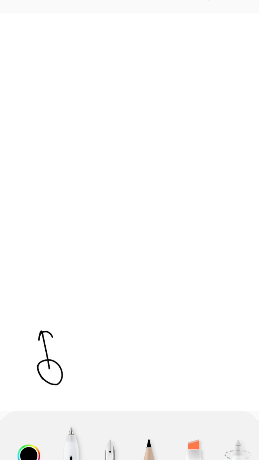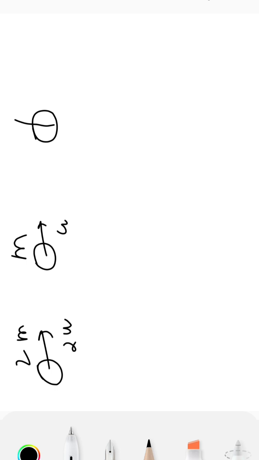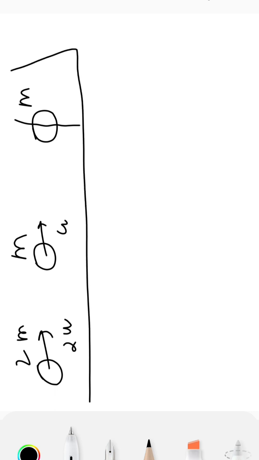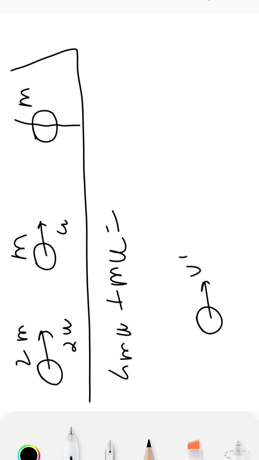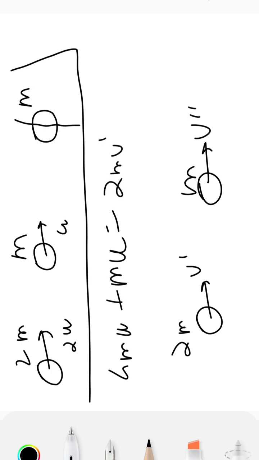So we have a mass 2m which is moving with 2u, and we have a mass m which is moving with u, and then a mass m which is at rest. If we apply the conservation of linear momentum for the first time, you can say that 4mu plus mu is equal to, after collision of the first two particles, let's say this will have a velocity v dash and this will have a velocity v double dash. This is the mass m and this is mass 2m. So you have 2m v dash plus m v double dash.